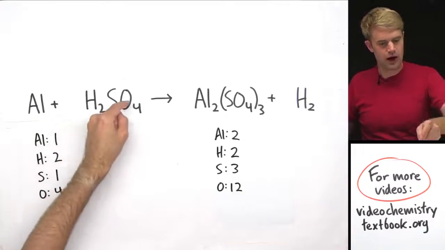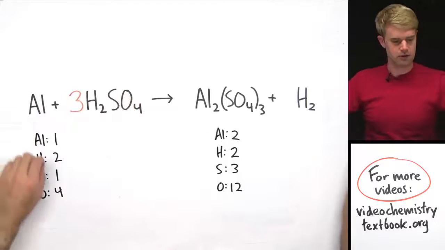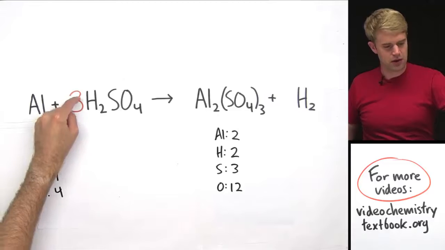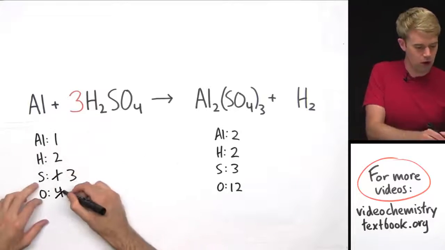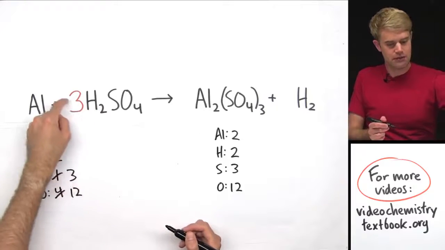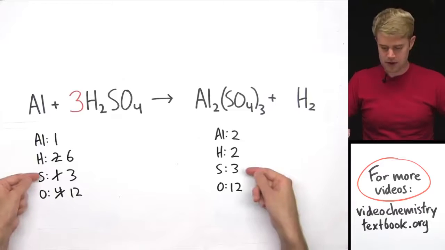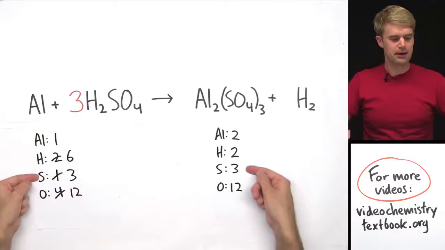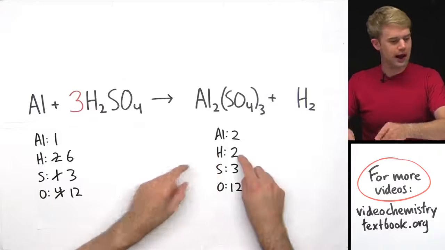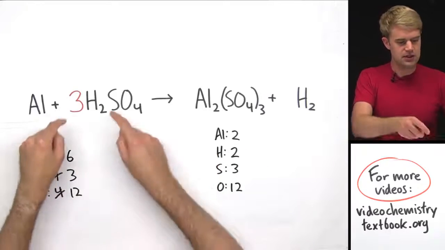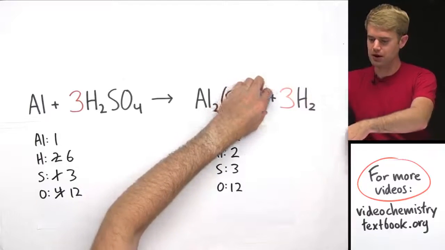So I've got sulfur and oxygen there. So I'm going to start by putting a 3 in front of that. Okay? That's then going to give me 3 sulfurs and 3 times 4, 12 oxygens. And it's also going to give me some more hydrogens. Okay, so now I got 6 hydrogens. Okay, so we got the sulfur and the oxygen to balance now just by multiplying by 3. Now my hydrogen doesn't balance. I have 6 on this side, 2 on this side. So I can fix that by multiplying the hydrogen by 3.